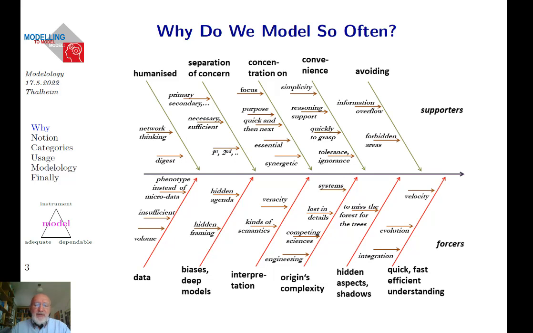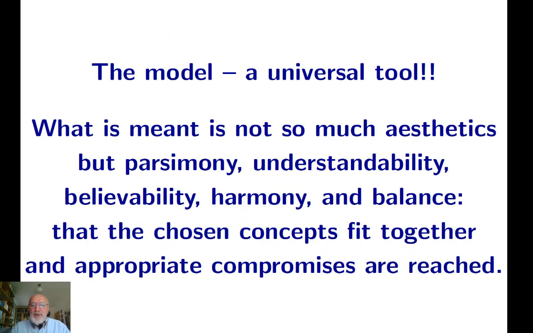From the other side, we have complex data massives, we have a lot of biases, we have also deep models underneath, we have also hidden aspects and shadows. The origin's complexity might be far beyond our abilities somehow to overlook, to understand it. For this reason, we are using models to represent things. That means we need to have a good understanding of what is a model.